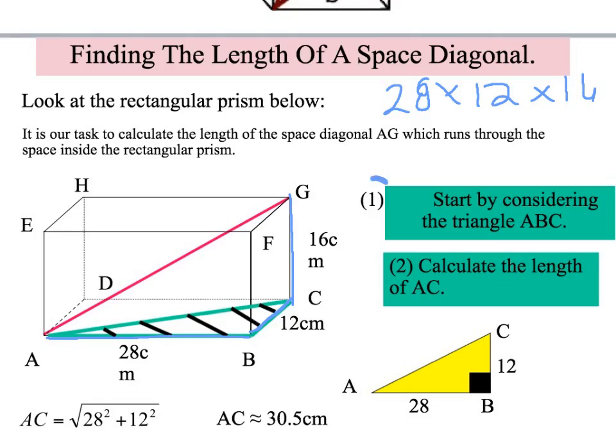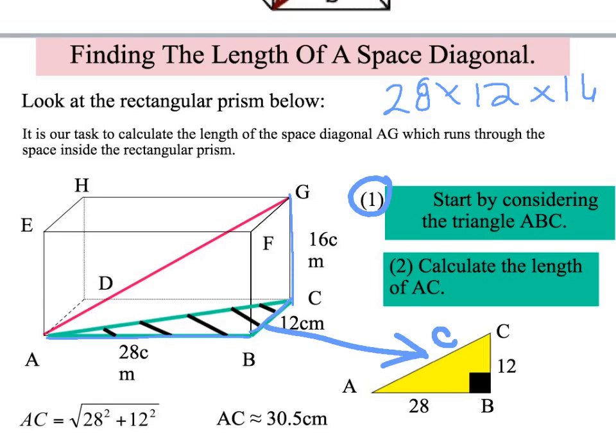So right here where it says 1, start by considering the triangle ABC. So we've got this bottom triangle laying flat on the bottom of the rectangular prism. It says to calculate the length of AC. So that's the hypotenuse of the triangle. And this is converted to a picture right here. So we've got to find C, the hypotenuse. We've got A and we've got B. So the work for it is over here.